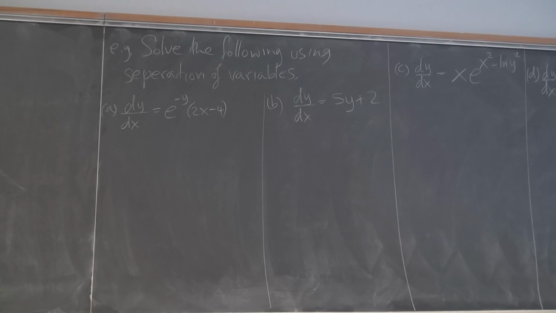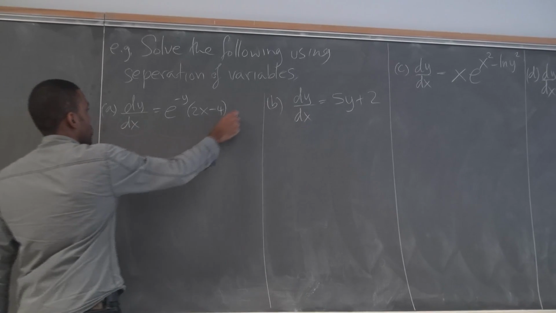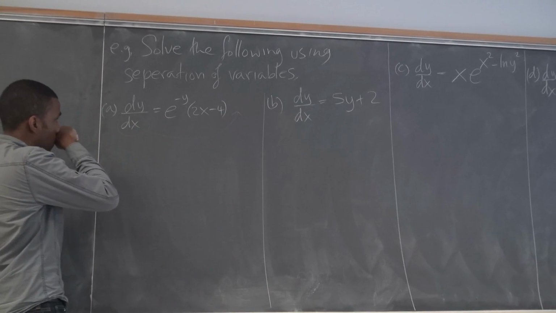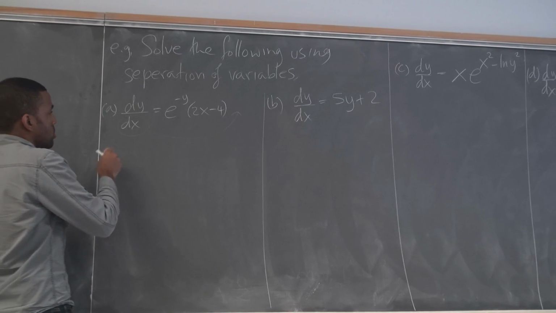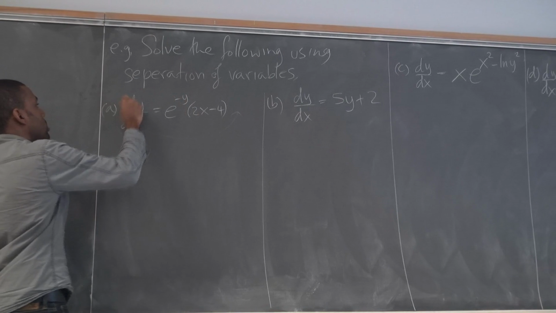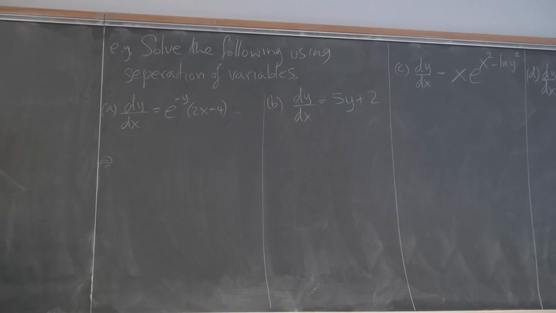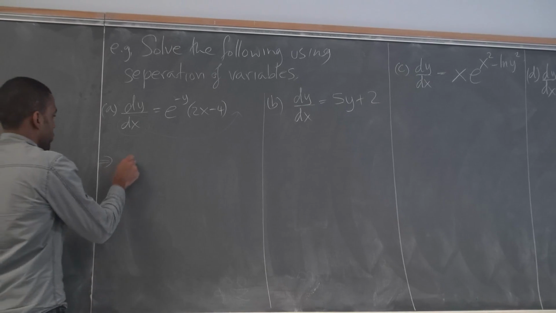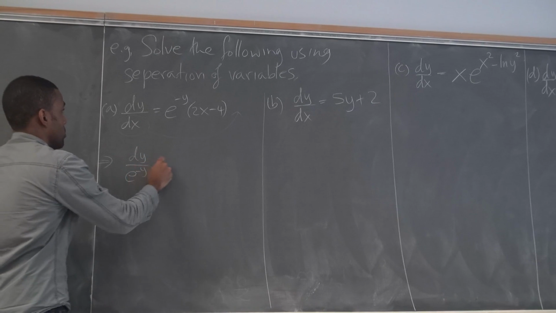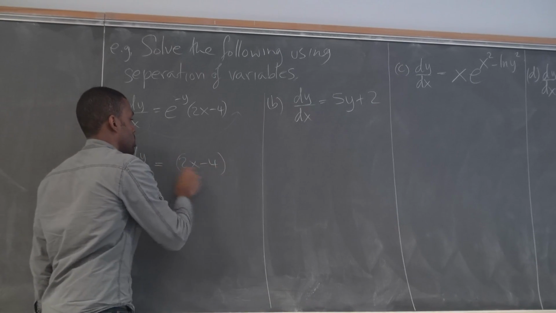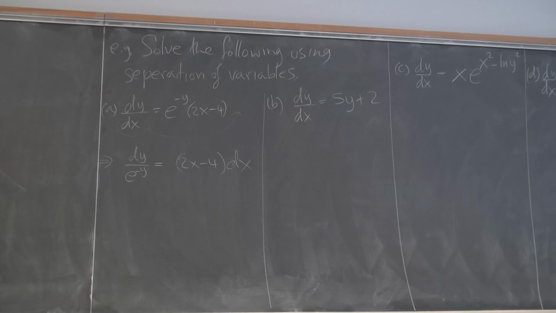All right, so start with A. How do we solve that? I can multiply this dx over, sure, to get that dx, and then e to the minus y, I also divide, right? So what does the left side become? dy over e to the negative y. This becomes 2x minus 4 dx. That's clearly separable.